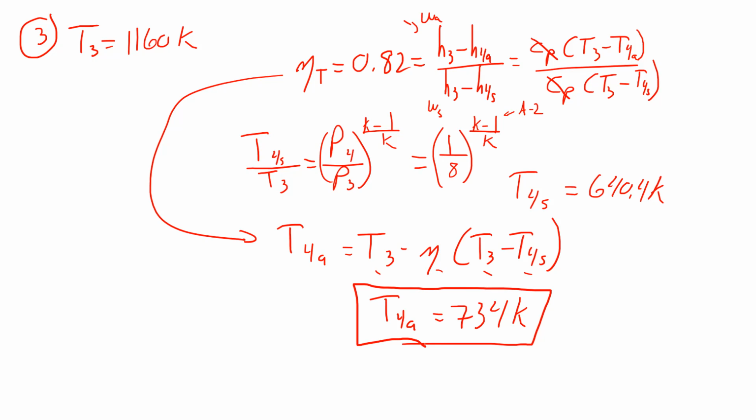Now, let's go ahead and go to the next part of the problem. The next part of the problem is asking for the net work input, right? The net work input. The net work we can get by doing a first law around the whole cycle. We're going to leave it in specific terms since we don't have a mass flow rate. It is Q in minus Q out.